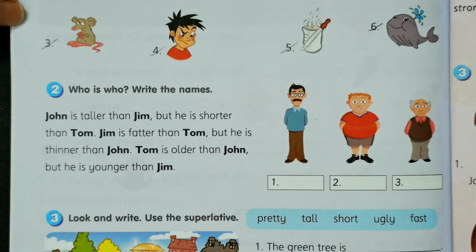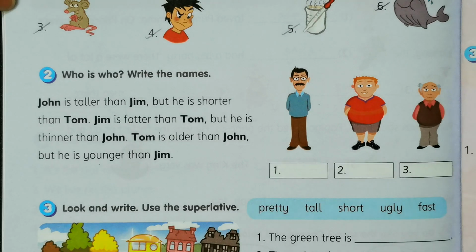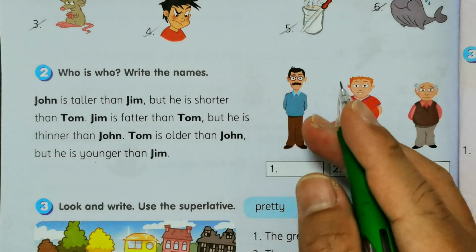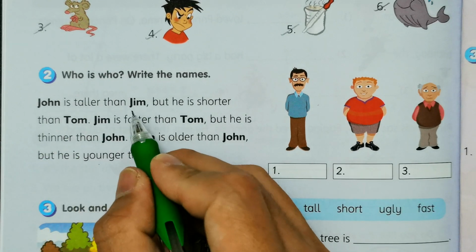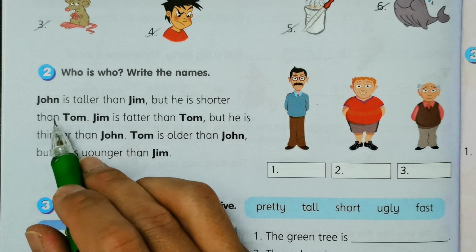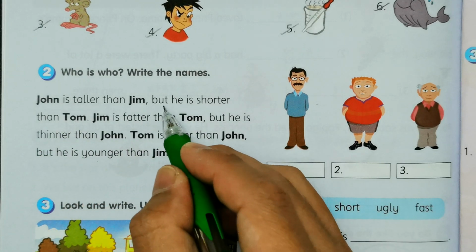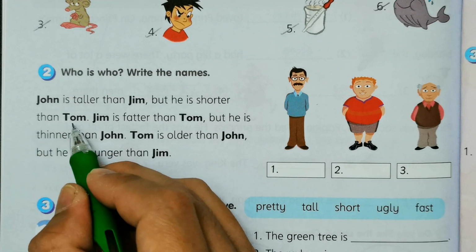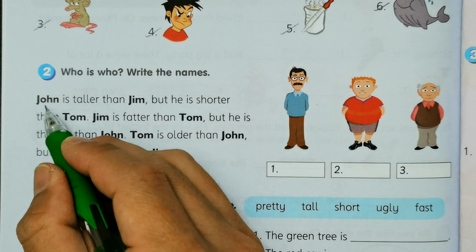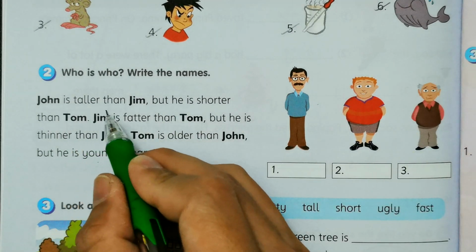And number 2, so maybe I maximize it a bit. Okay, number 2, who is who? Write the names. So if you take a look, the bold words here are basically just 3 names. So number 1, John is taller than Jim, but he is shorter than Tom. So which means John is in the middle in height. So John is taller than Jim.